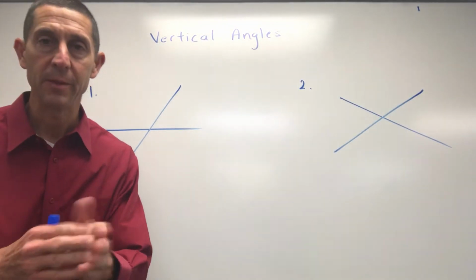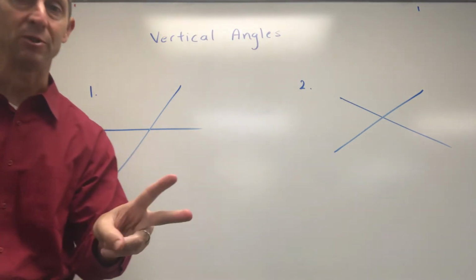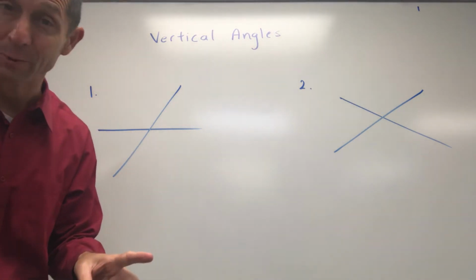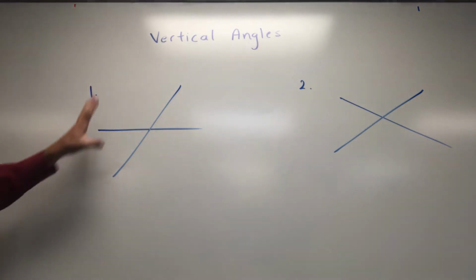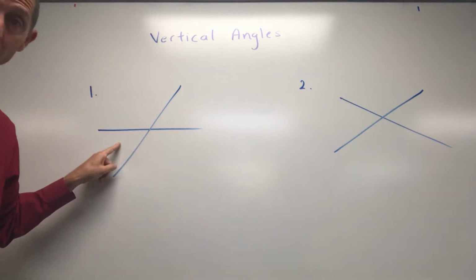Hey class, let's talk about some vertical angles. We've done a little bit of this before, so let's do two quick ones followed by two more algebra ones. For examples, first off, when you've got these two lines that intersect, you have 1, 2, 3, 4 angles.